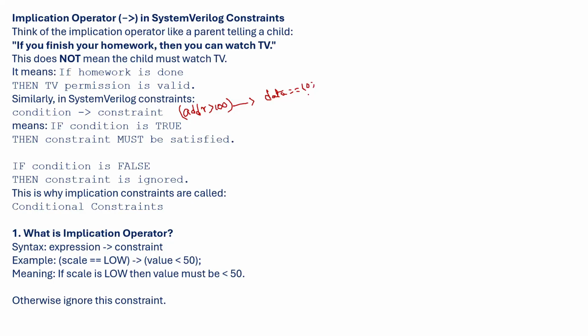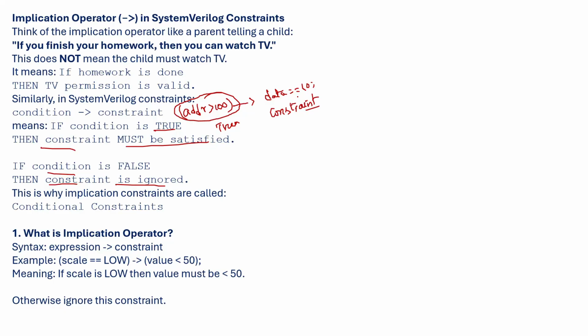So same way, if-else condition also does like this. If the condition is true, the true branch will be executed. Otherwise, the alternate path will be executed. Same way here also. If the condition is true, then the constraint must be satisfied. If the condition is false, then the constraint must be ignored. So the left side part is true, this is true, then only the constraint will be executed. This is my constraint. Understood? Based on the condition only, the constraint will be executed.